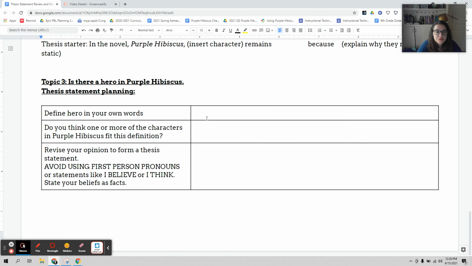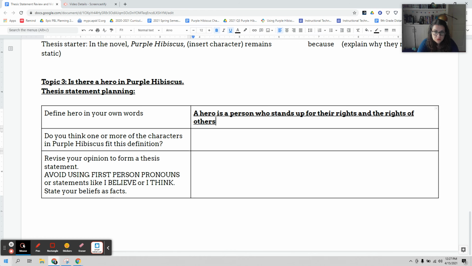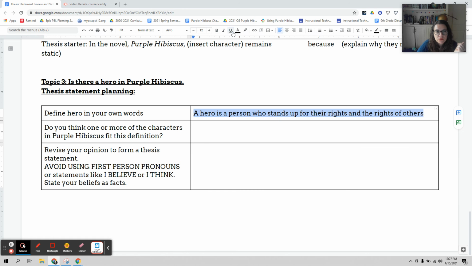All right, so now I'm going to do an example for topic 3. Define hero in your own words. A hero is a person who stands up for their rights and the rights of others. That definition came straight out of my head. Obviously, we've talked about what a hero is a lot this year, but that's just the first thing that came to mind.